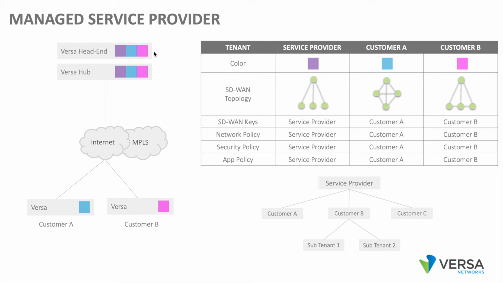So every element of the head end is multi-tenant. The hubs could all be multi-tenant, or you could have a different hub hardware or hub VM per tenant, your choice. And then each customer is obviously, all their boxes are part of their tenancy. So this is a very typical use case for Versa.